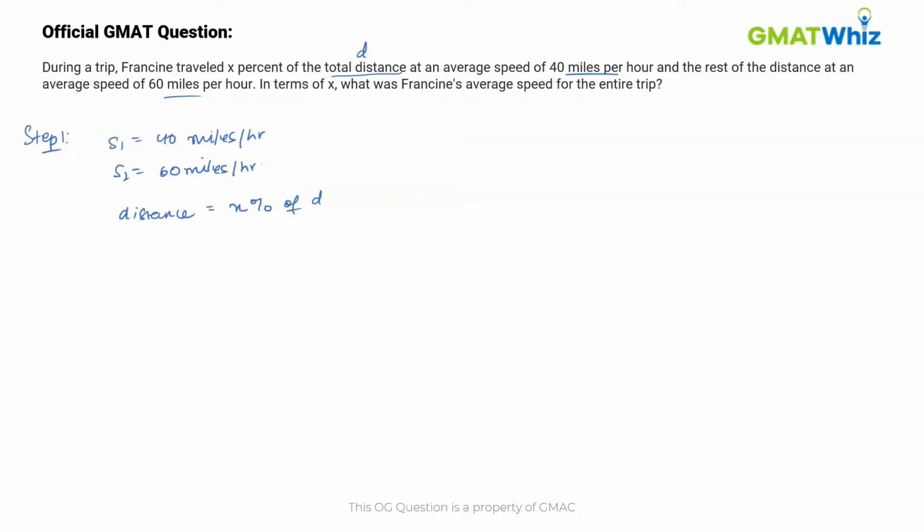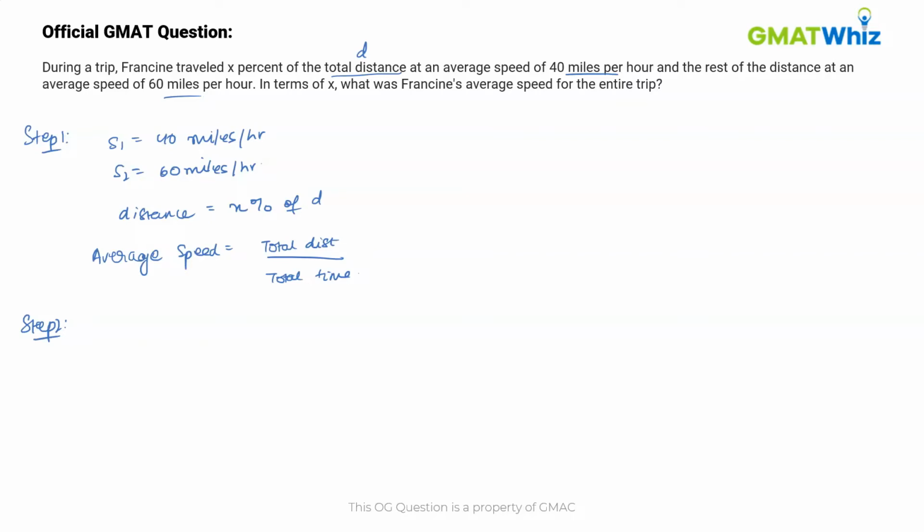Now we have to find in terms of x what was Francine's average speed for the entire trip. Now we know that the formula for average speed is equal to total distance by total time. Now that we have written down all the information that we can get from the question, let's move on to step 2 and understand how to solve the question.